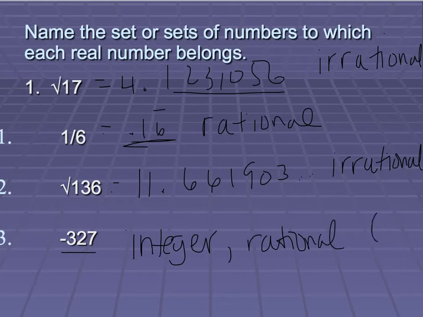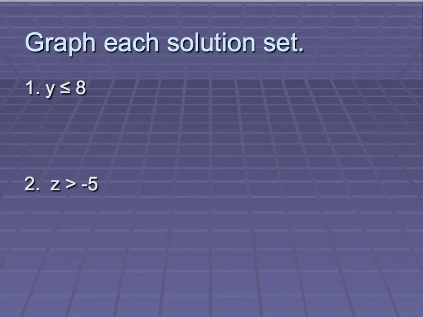Okay, so if we look at the circle, here was the integer, and then around it was the rational. So because it's inside here, it must also be here. Let's try and graph the solution set.